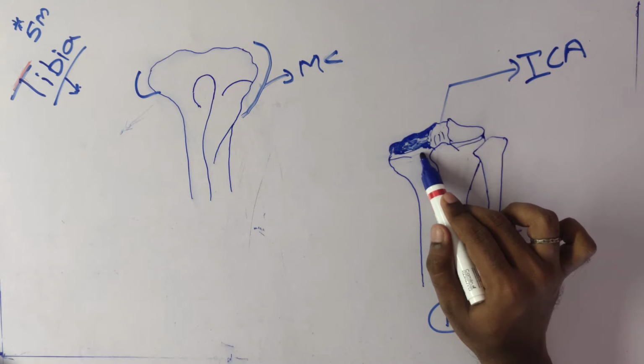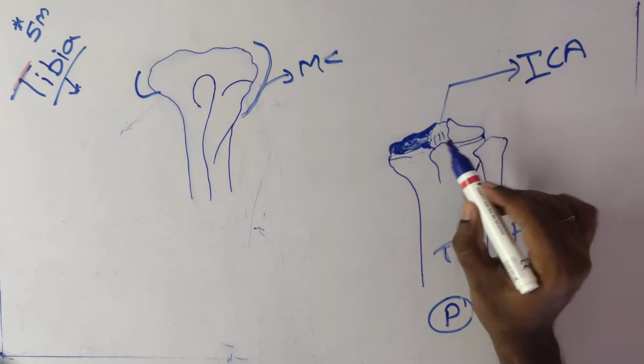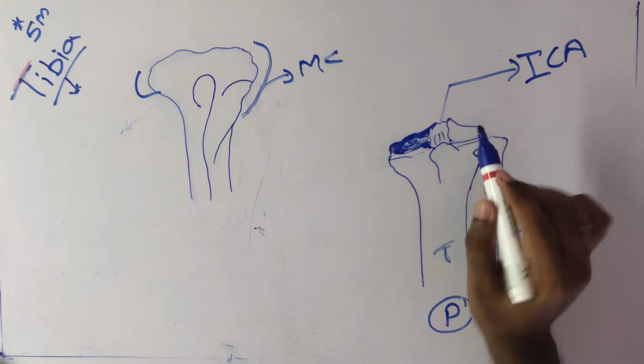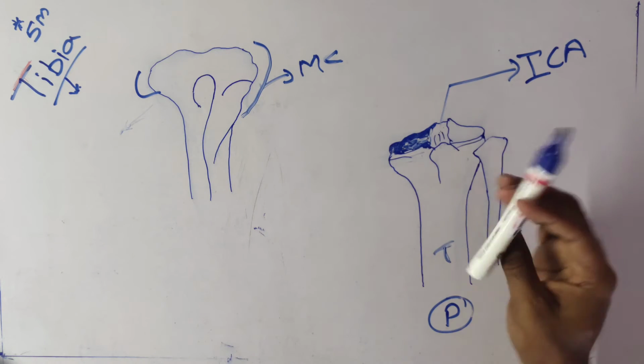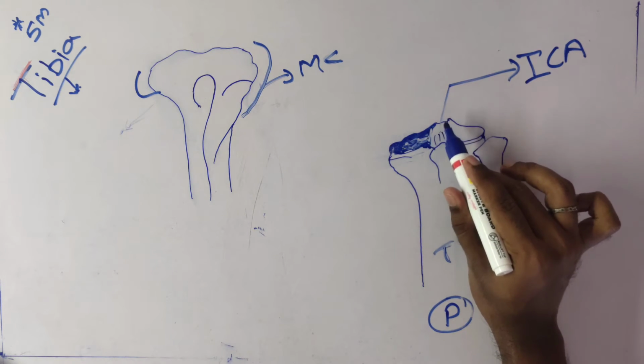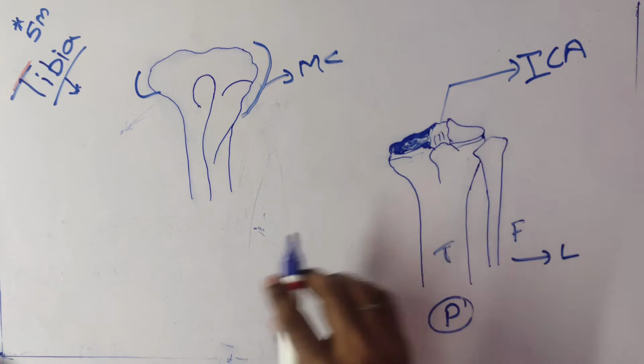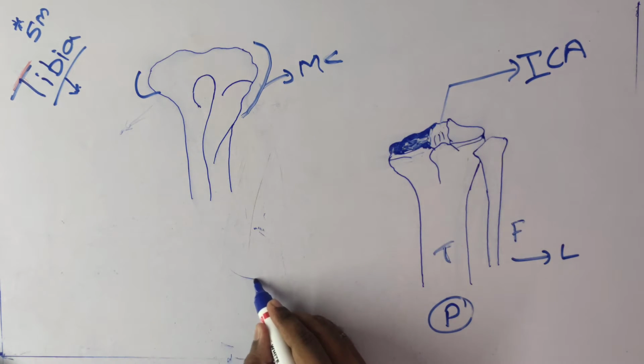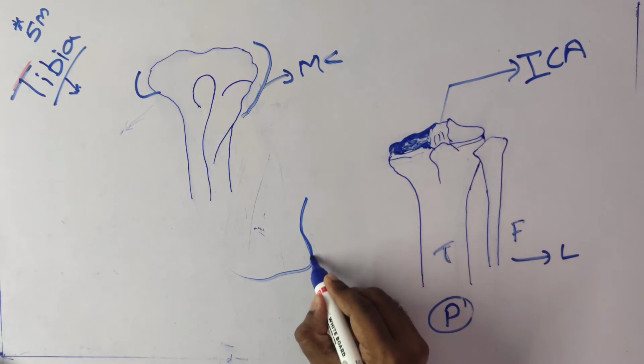Next, the lateral margin of the articular surface, that means this is the lateral margin of the articular surface, is raised to cover. See, observe the diagram carefully. It is raised like this.